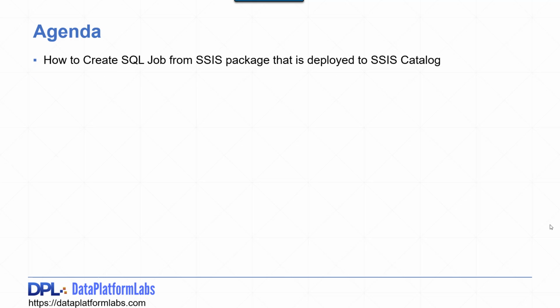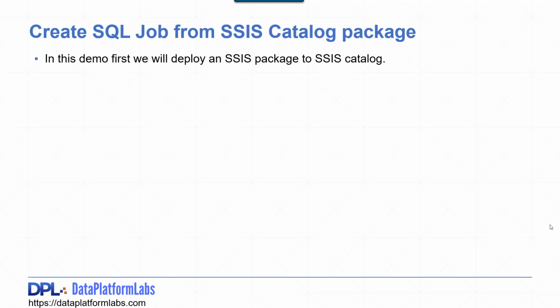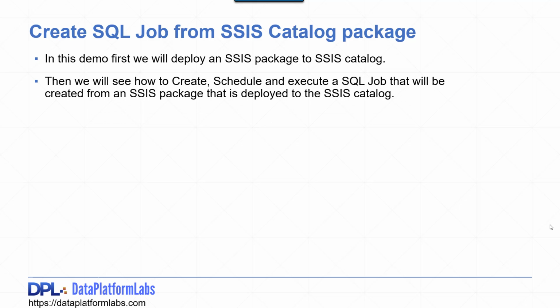So the agenda of today's video tutorial is how to create a SQL job from an SSIS package that is already deployed to the SSIS catalog. In this demo, first we will deploy an SSIS package to the SSIS catalog. Then we will see how to create, schedule and execute a SQL job that will be created from an SSIS package that is deployed to the SSIS catalog. So without wasting further time, let's jump to the demo.